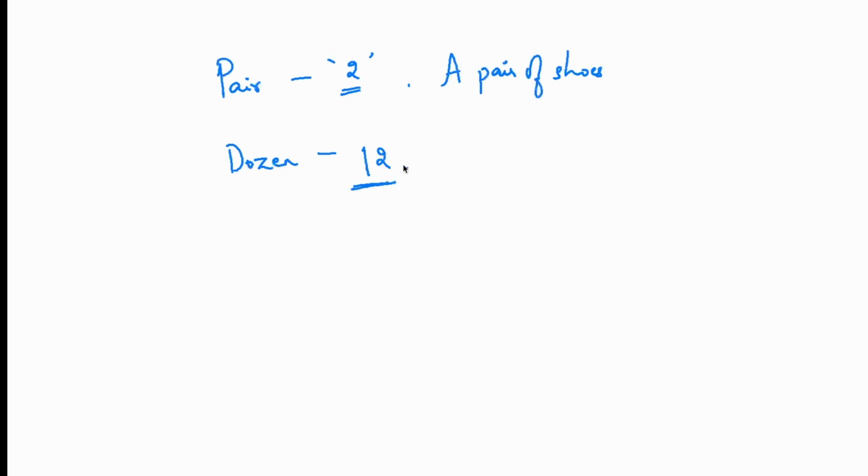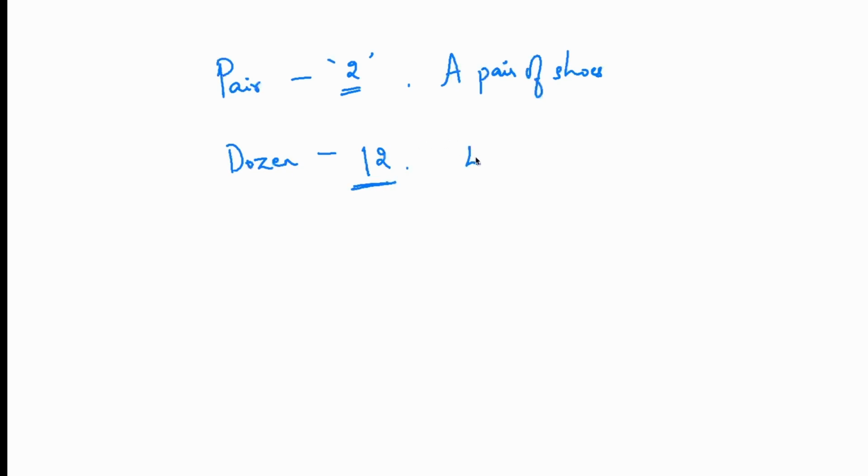When we hear the terms pair or a dozen in our everyday lives, we are sure that each of them is referring to a particular quantity or a number. A pair is always referring to the number 2. So we say, I've bought a pair of shoes.